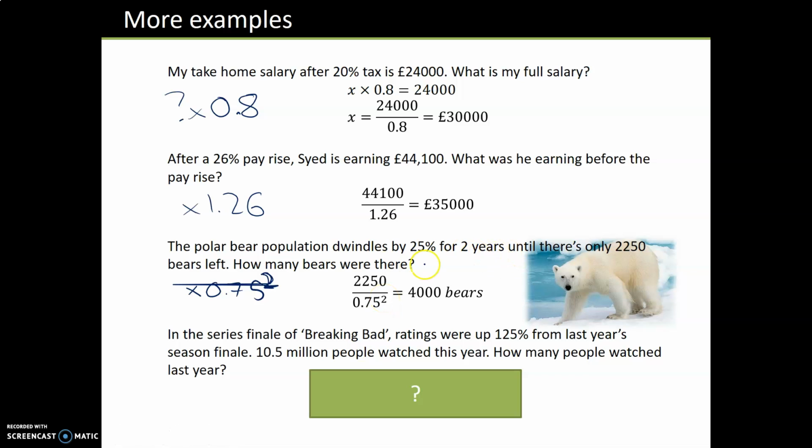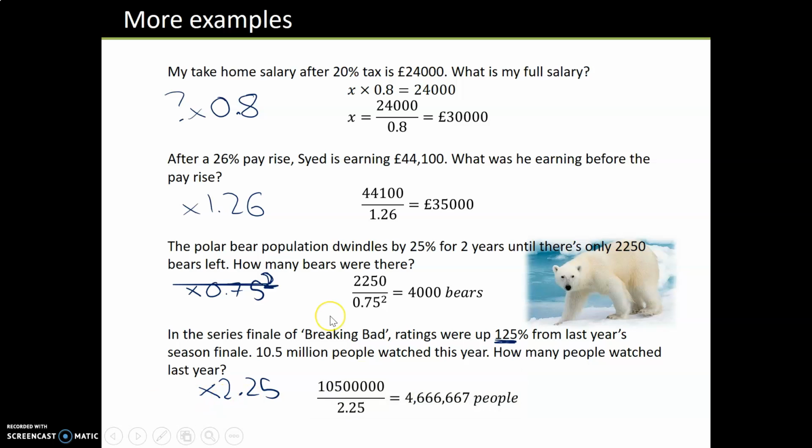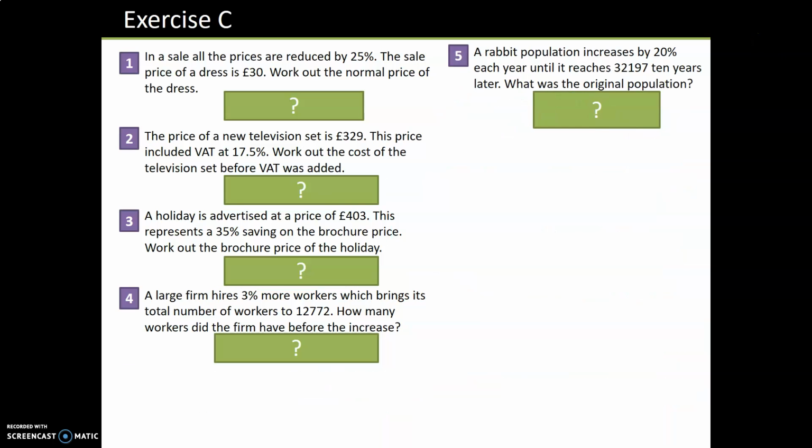And ratings are up 125%, so that means it's more than doubled. So I'm timesing not by 1.25 but by 2.25, because I add 125 to 100. That's my final answer. Okay, so here's some more examples for you to try.